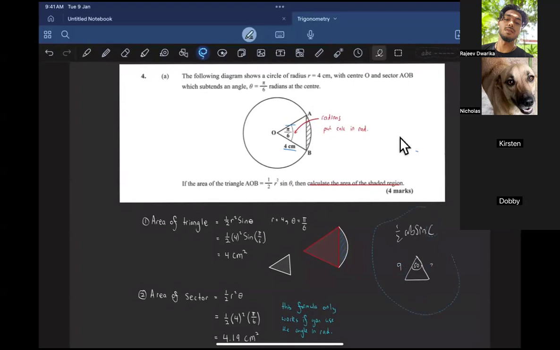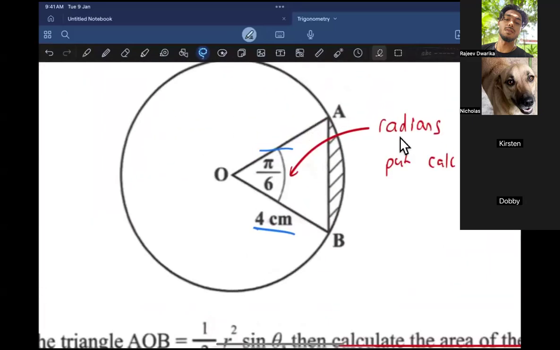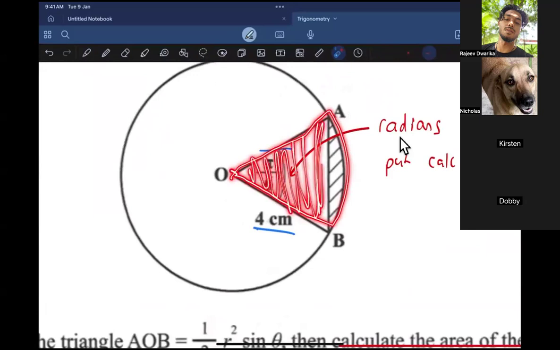So in this question, we wanted to figure out the area of the shaded region. To do that, you have to figure out the area of the sector. The area of the sector is this whole thing over here. And if you were to subtract the area of the triangle, what would you be left with?